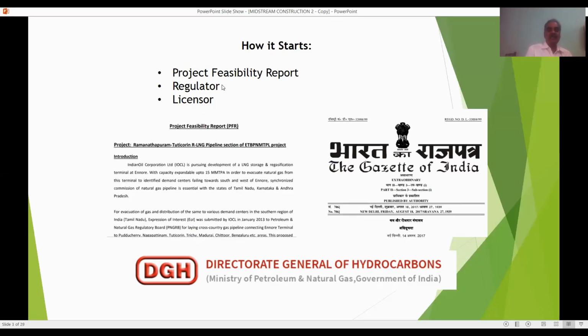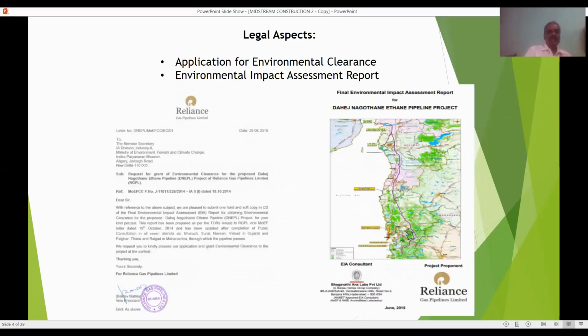They will take permissions and a license from the DGH, and then they will go for the project feasibility report. Legal aspects: application for environmental clearances, environmental impact assessment report. You see these example reports. These reports are available on Google. We can download and review all the details. These are the important things and aspects.